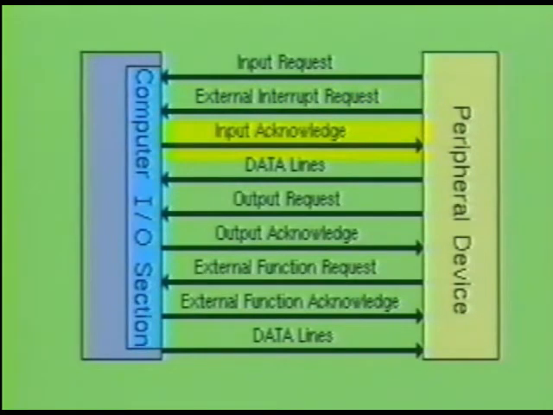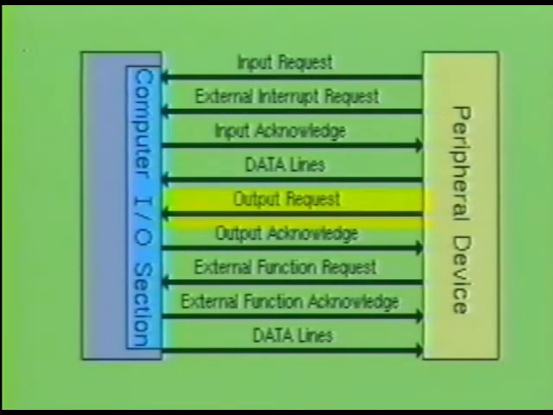The input acknowledge line carries a control signal from the computer to the peripheral device to acknowledge that the computer has accepted the input data word or interrupt code that was present on the input data lines. The data lines carry the interrupt codes and input data words to the computer.